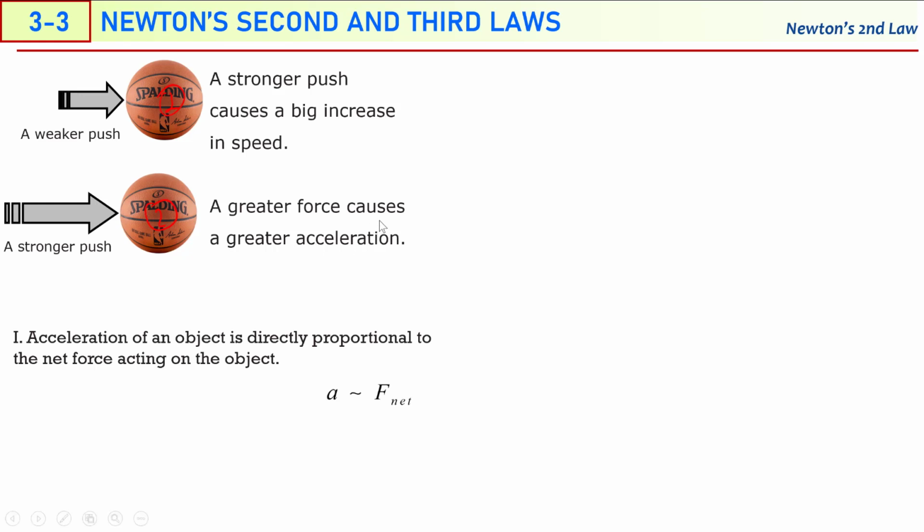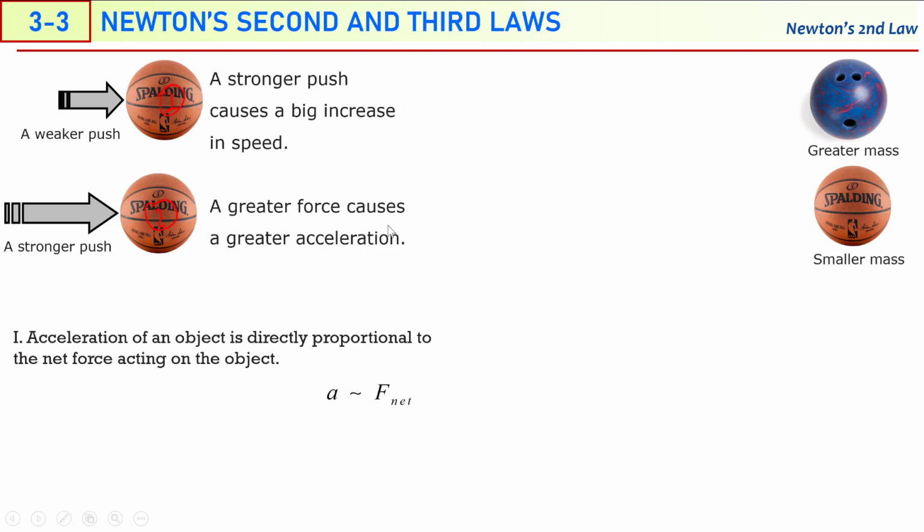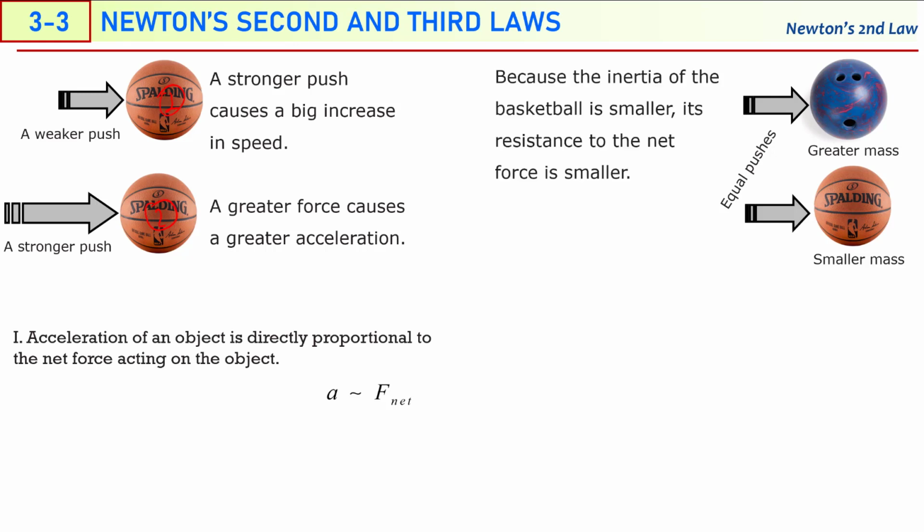Now assume that there are two different balls. One of them is a bowling ball, the second one is a basketball. This time you are going to apply equal pushes on these balls. Of course, the one with the greater inertia, because remember, inertia is the resistance of an object to a force. When you try to push these objects, the one with the greater inertia, which is the greater mass, the bowling ball, will resist this force. That's why its acceleration will be small.